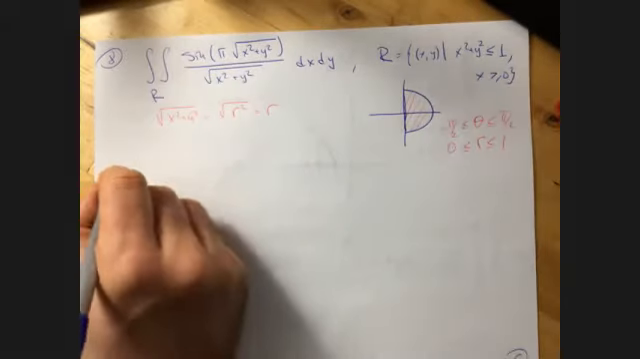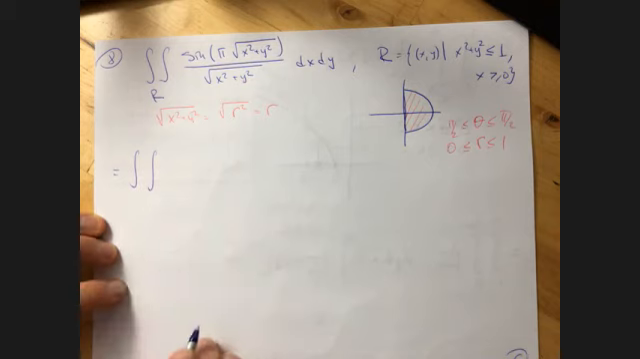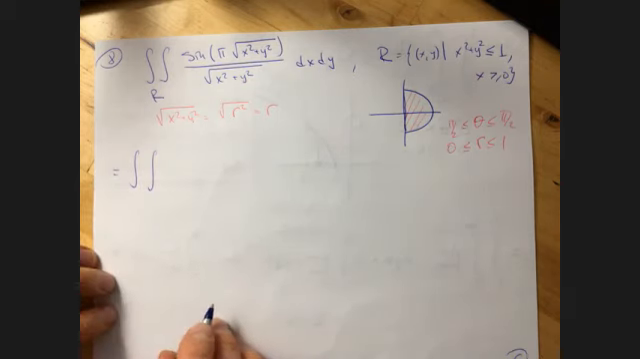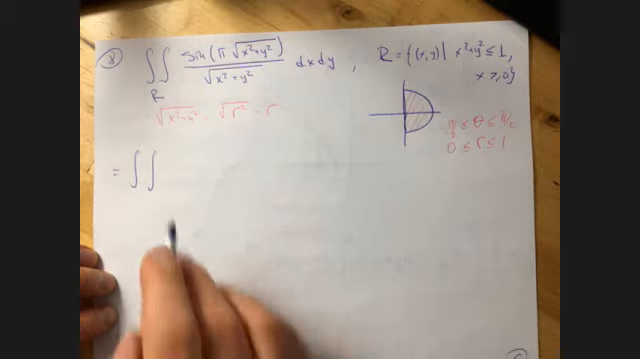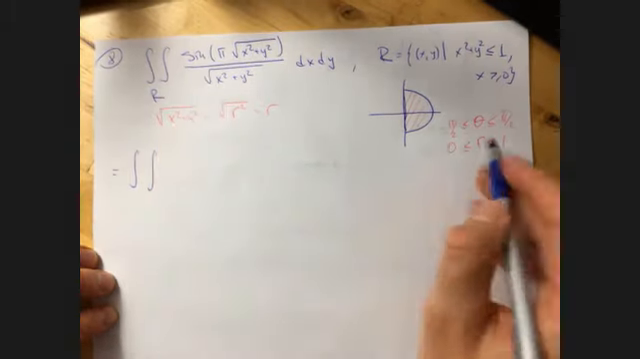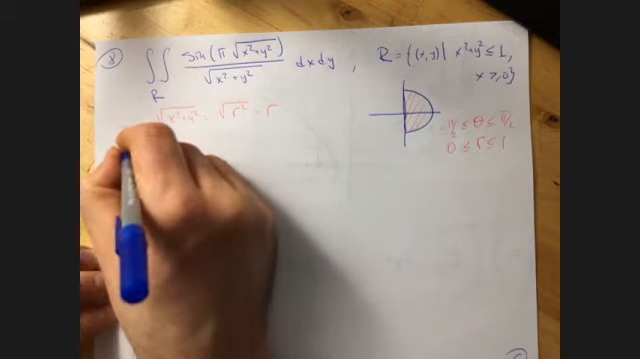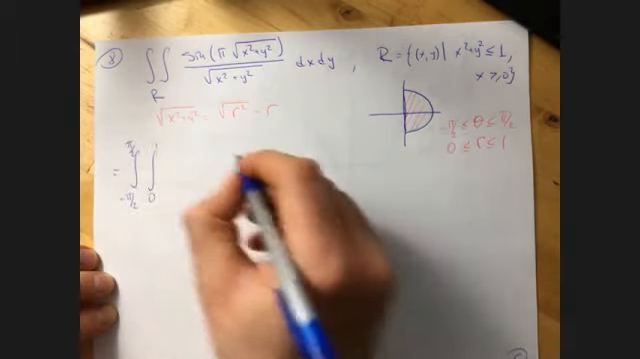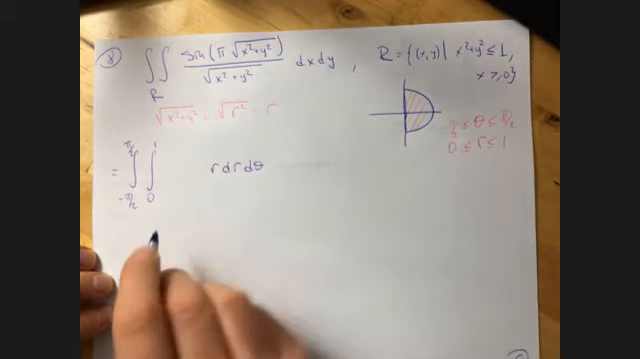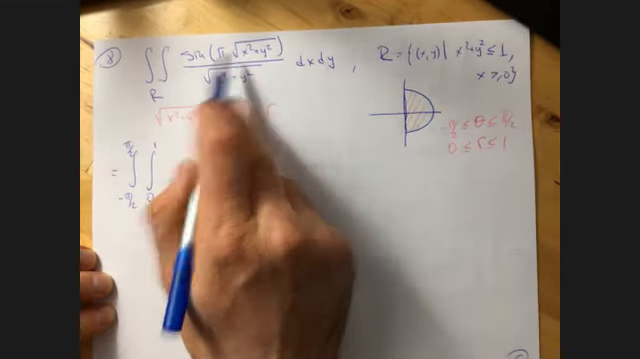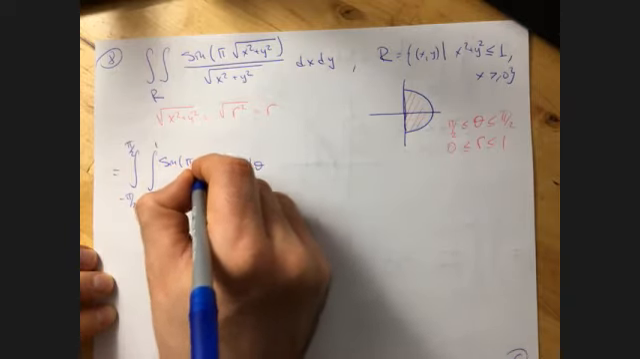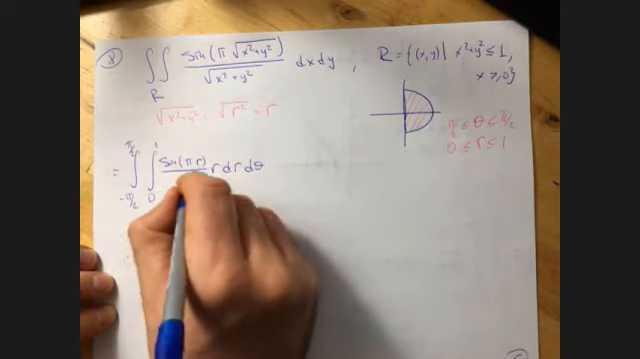So when I'm changing this to polar coordinates, I get, first I integrate from negative pi over 2 to pi over 2 d theta, from 0 to 1 dr, times the Jacobian r, times the function expressed in polar coordinates, that's sine of pi times r over r.